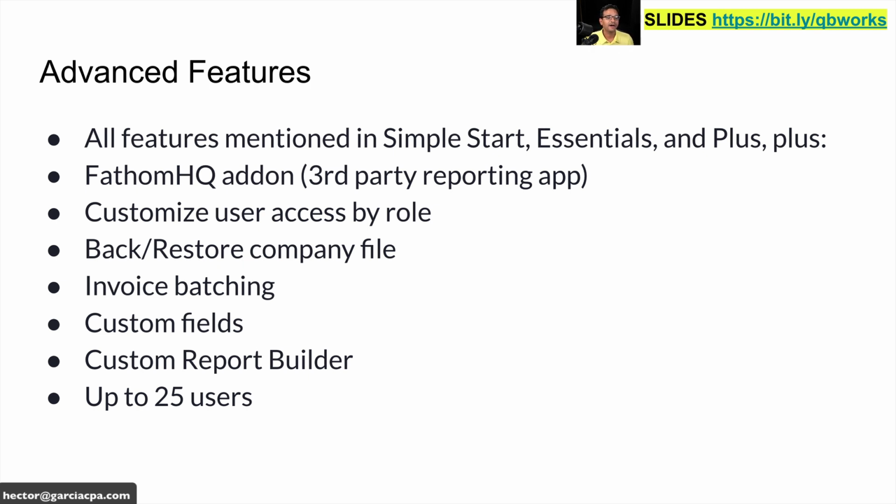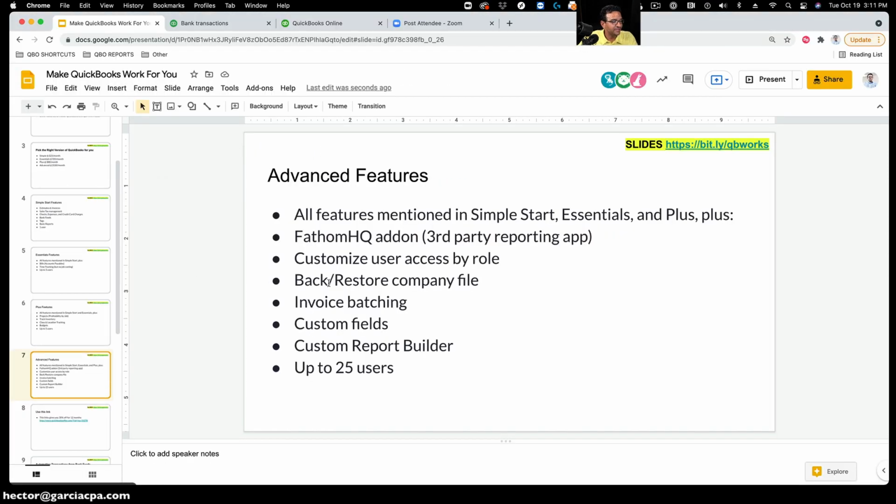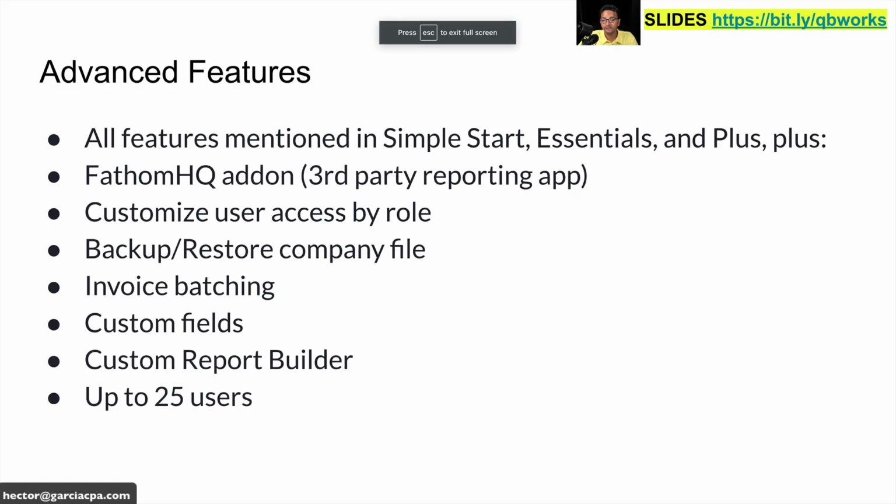You can also customize user access by role. So you can have a user that only does sales and only enters expenses. That way you can limit the general areas they have access to. You can also do a backup and restore of a company file, which means that if you want to do a backup before you make any major change to your company file, you'll be able to do that. And if something goes wrong, you can restore it and go back to where you were.